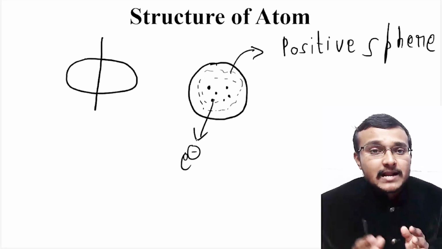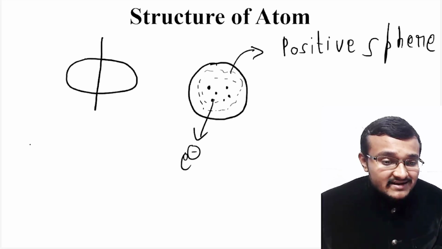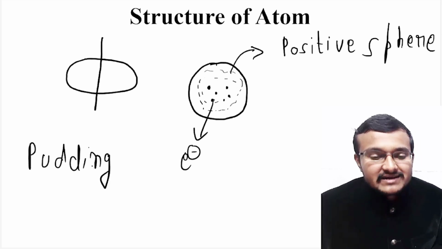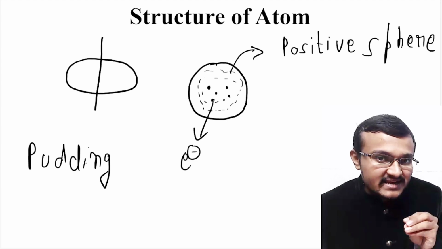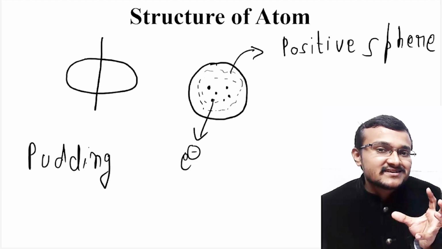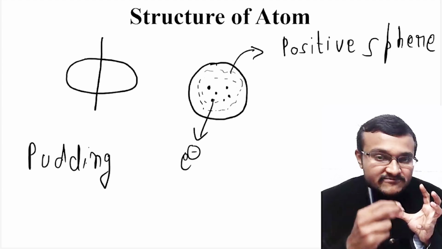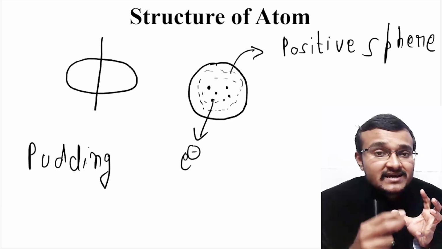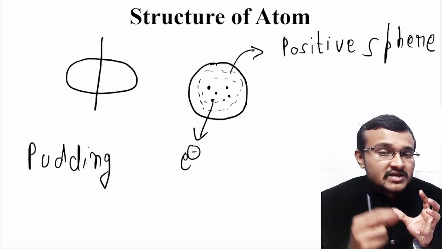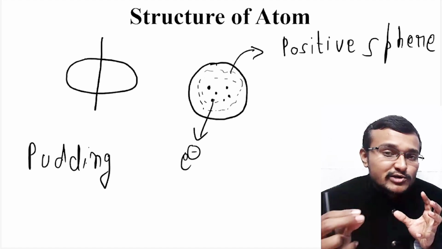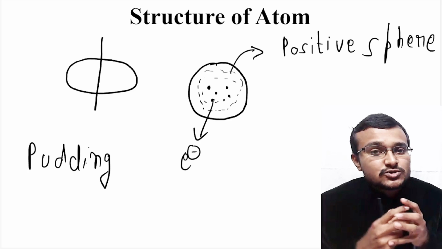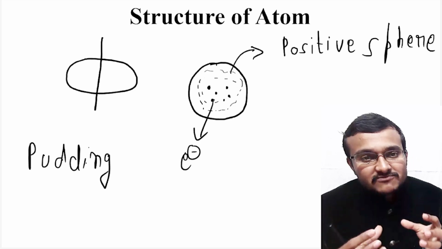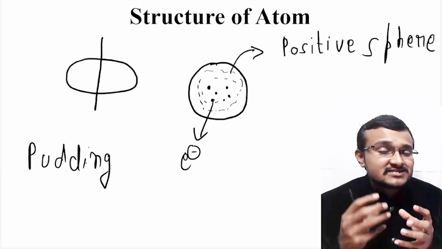This was the model proposed by J.J. Thomson, and he took the example of pudding. Even in pudding, there will be dry fruits present in the cake, and that cake is considered as the positive sphere, and the dry fruits which are randomly distributed throughout that cake are assumed as electrons. If you take the example of watermelon, here also the black seeds present throughout the watermelon can be assumed as electrons. So this is the model which was given by J.J. Thomson to explain the structure of an atom.